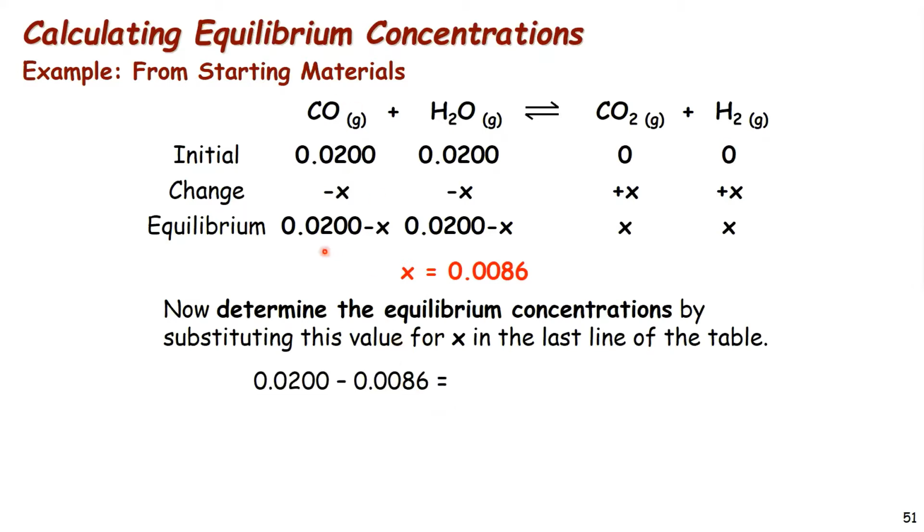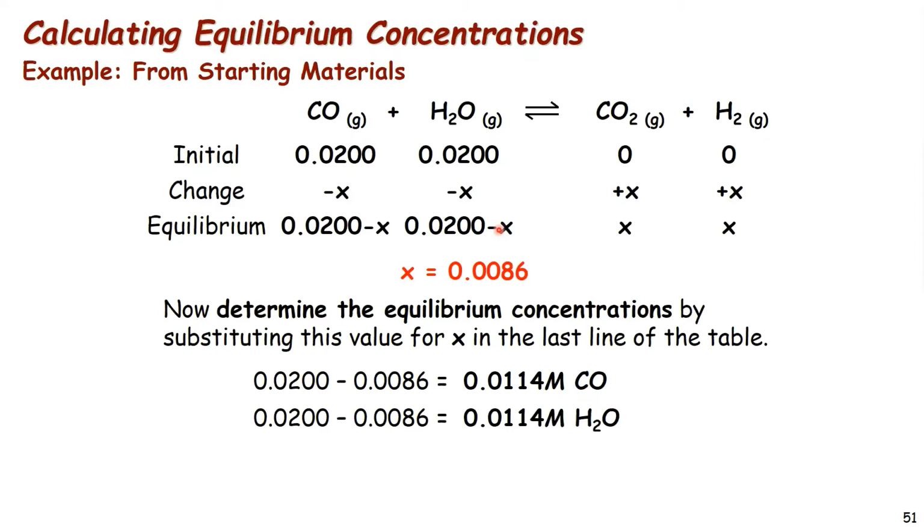So for CO, it was 0.02 minus 0.0086. So the CO is 0.0114 molar. Same thing's going to be true for the water. x is just equal to the concentration of CO2 and H2. So there now are my equilibrium concentrations. So all I need to know are the initial concentrations and the value of K, and I can calculate the equilibrium concentrations of any chemical reaction.